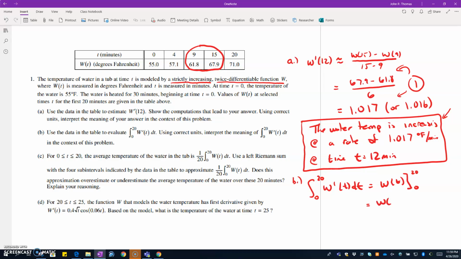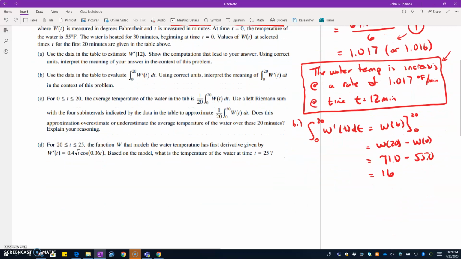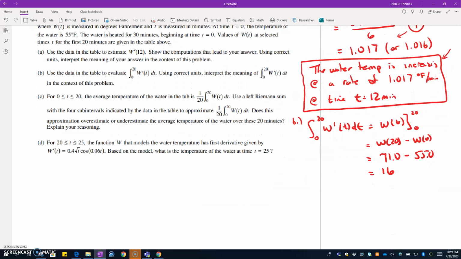So if I do that, that's w of 20 minus w of 0. Alright, from the table, w of 20 is 71.0. w of 0 is 55.0. So if I subtract those, I end up at 16. So the first piece of this is finding that value, which is 16, and it's really a fundamental theorem of calculus type question. Now, when I look at the next part of this, it's explain the meaning.